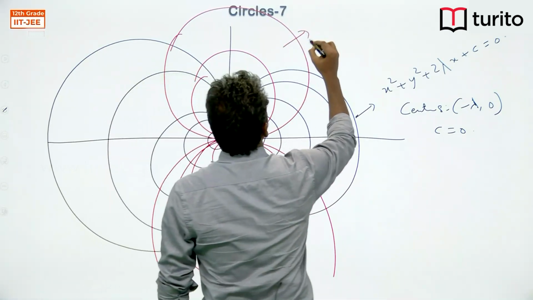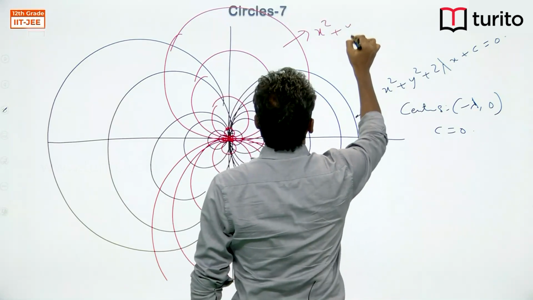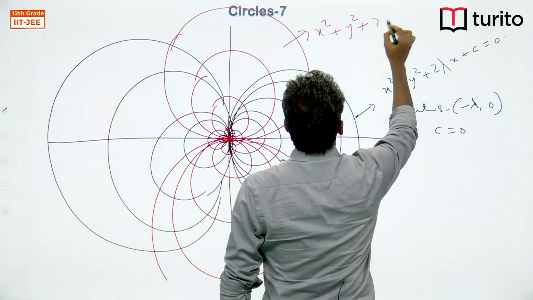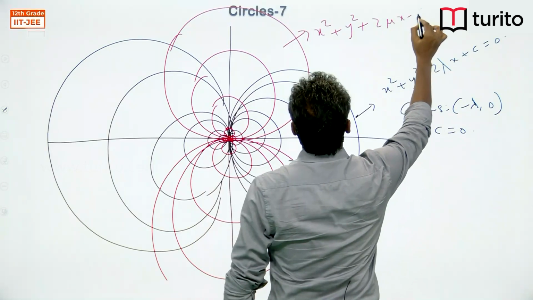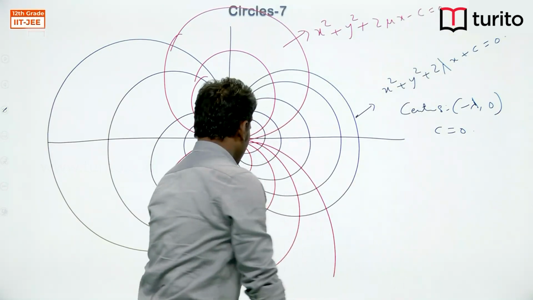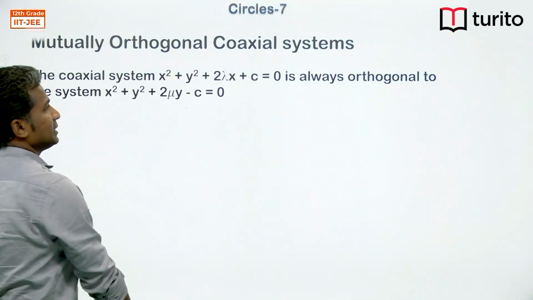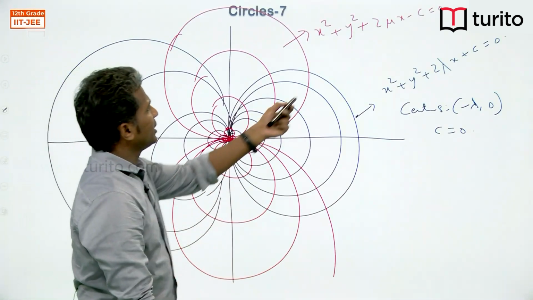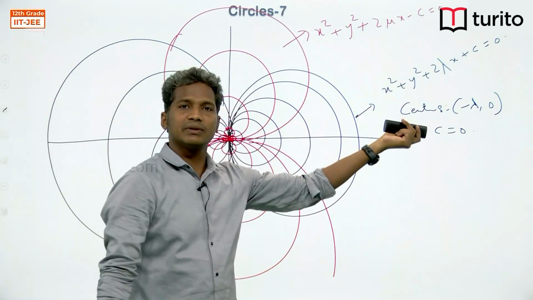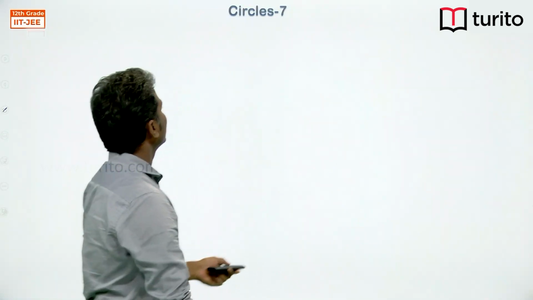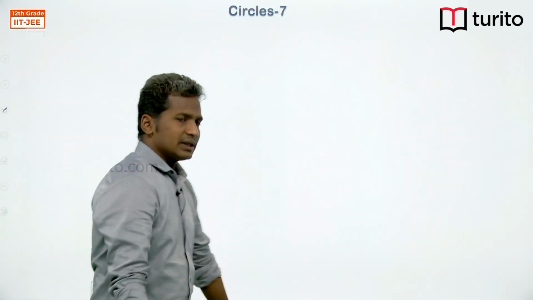So here the equation of this system can be written as x square plus y square plus 2 mu x minus c equal to 0, which is what we have just stated earlier. Okay. So now when you apply the orthogonality condition on this, anyways it will be proved algebraically. Okay. So now I will take another case.